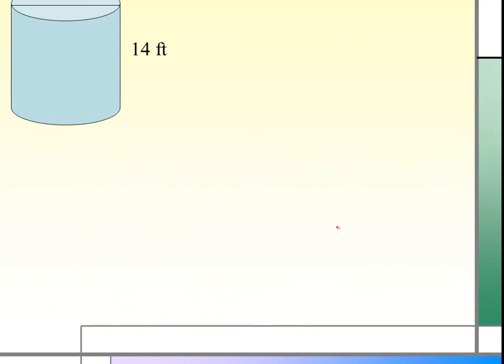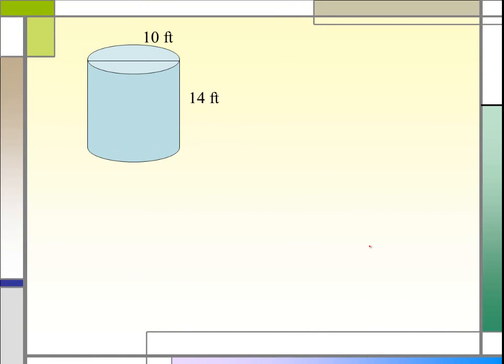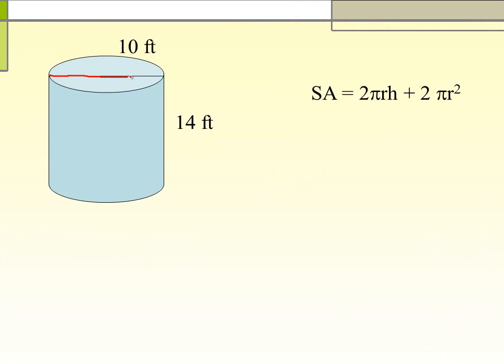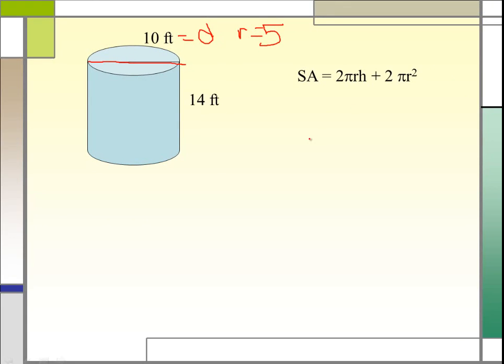All right, let's try another one. I would like for you to pause and work this one out. Okay, in this problem, I have a different number. The 10 represents what? The diameter. I need the radius. So what's the radius? 5. So now I can plug the numbers into my formula. 2 times pi times 5 times 14 plus 2 times pi times 5 squared.